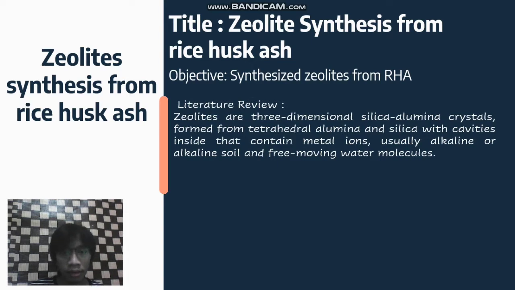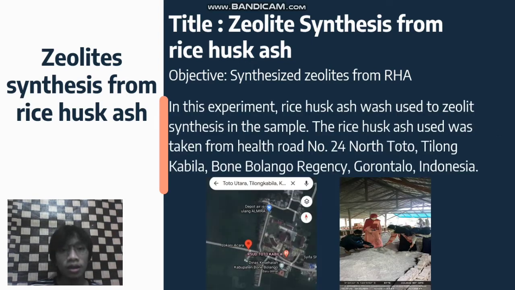Next, literature review. Zeolites are three-dimensional silica-alumina crystals formed from tetrahedral alumina and silica, with cavities inside that contain metal ions, usually alkaline or alkaline earth, and free-moving water molecules. In this experiment, rice husk ash was used for zeolite synthesis as the sample. The rice husk ash used was taken from Hill Road number 24, North Toto, Ilongka Bila, Boni Bolango Regency, Gorontalo, Indonesia.